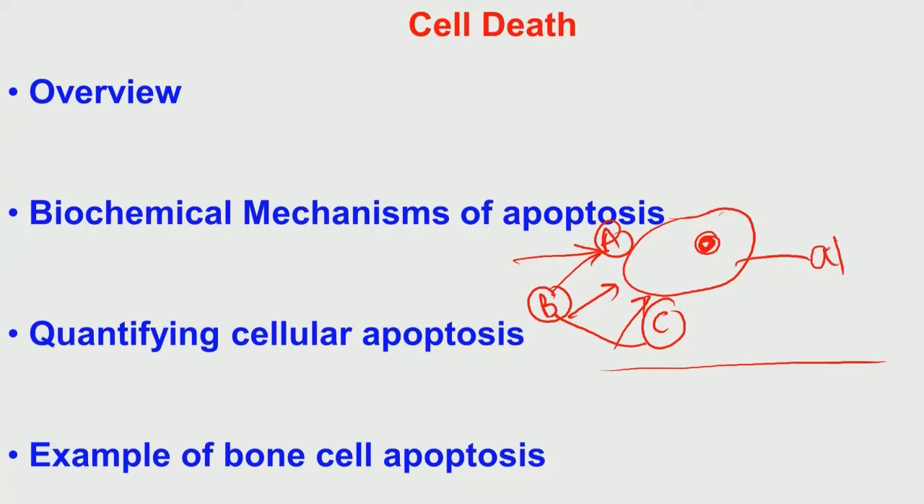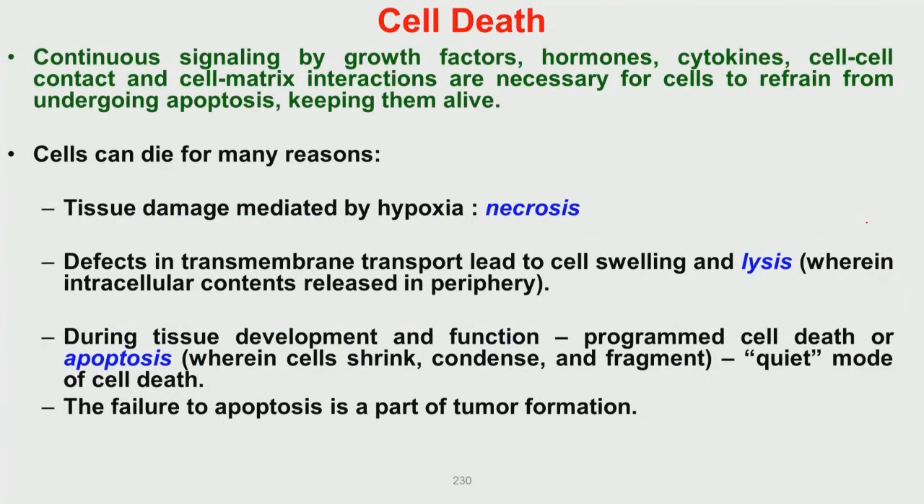Either the cell will undergo apoptosis, that is programmed cell death, or, in case the cell or tissue receives some physical injury, it can undergo unprogrammed cell death, and this is called necrosis. The way apoptosis and necrosis can be distinguished is by morphological changes.